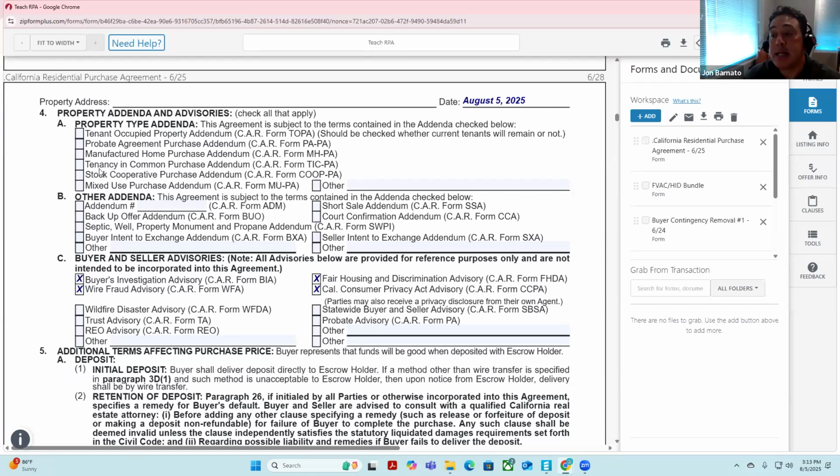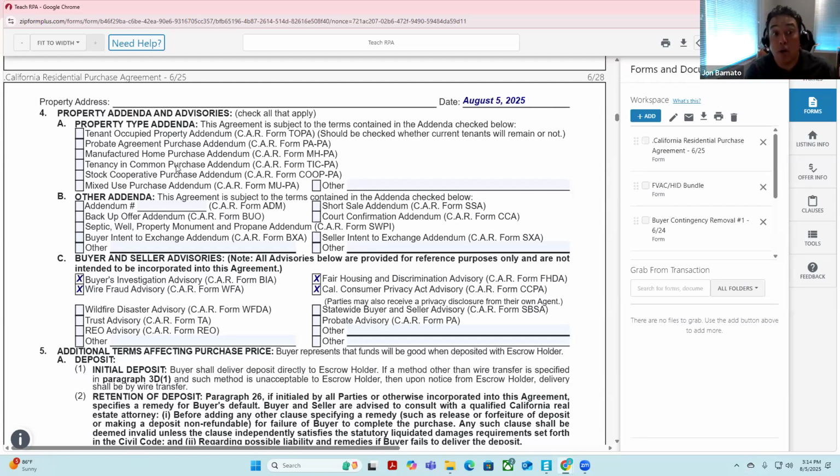Tenancy in common purchase. This is where it's really niche sales. You tend to only see this in the Bay Area, where it's like a co-op community and you buy an interest into the co-op and you get a designated space. Don't worry about it unless you get into this type of thing.